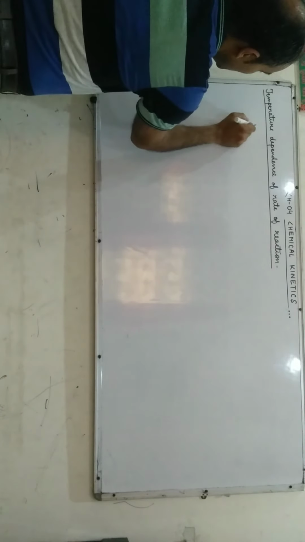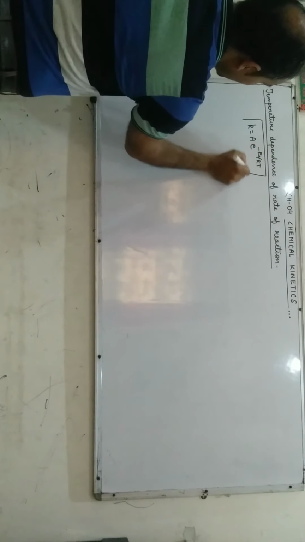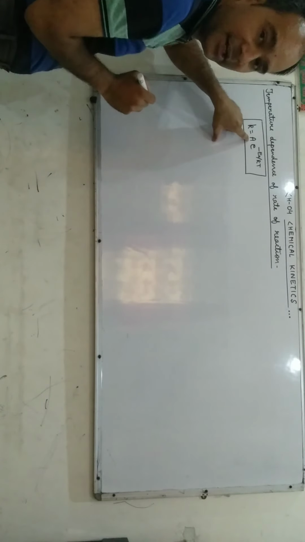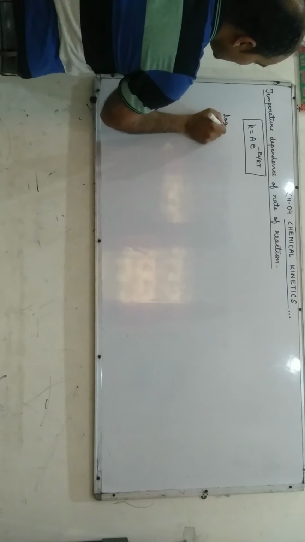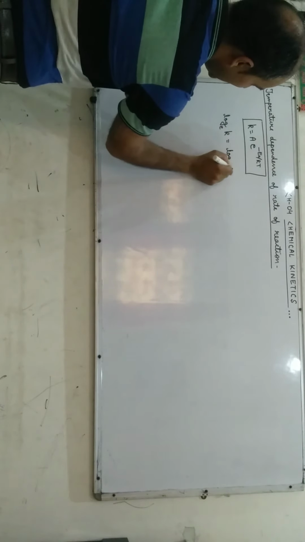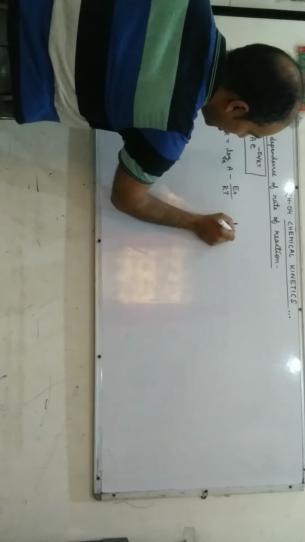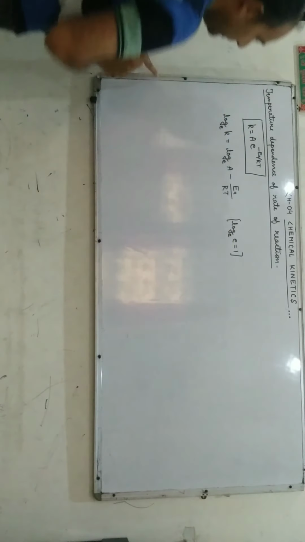It is k = A e^(-Ea/RT). Here k is the rate constant, A is the Arrhenius parameter or Arrhenius constant, Ea is the activation energy, R is the gas constant, T is the temperature. Taking log on both sides, we get ln k = ln A - Ea/RT, because the value of ln e is 1 from mathematical table.